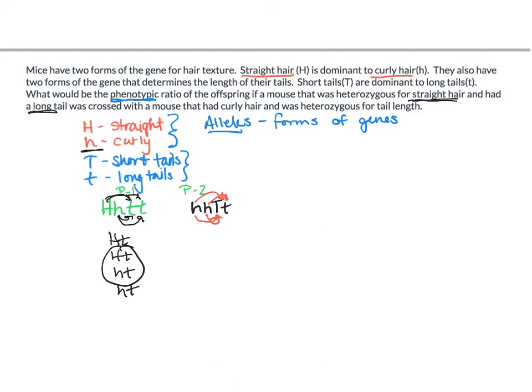Okay? So let's write those out. Little h, big T, little h, big T, little h, little t, and little h, big T. And again, we only have two possible combinations. And so our Punnett square needs to have four squares. And so let's go ahead and make our Punnett square.